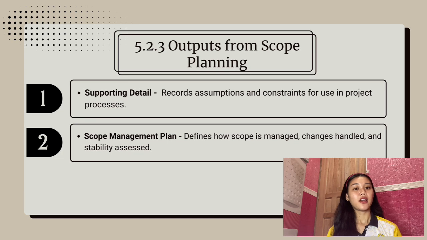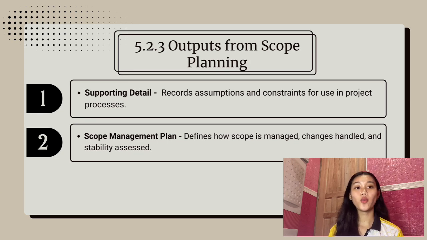Supporting detail refers to additional documentation that supports the scope statement. These details should be organized so they can be easily used by other project management processes. It usually includes important information such as the project assumptions and constraints. The level of detail may vary depending on the type of project or application area.